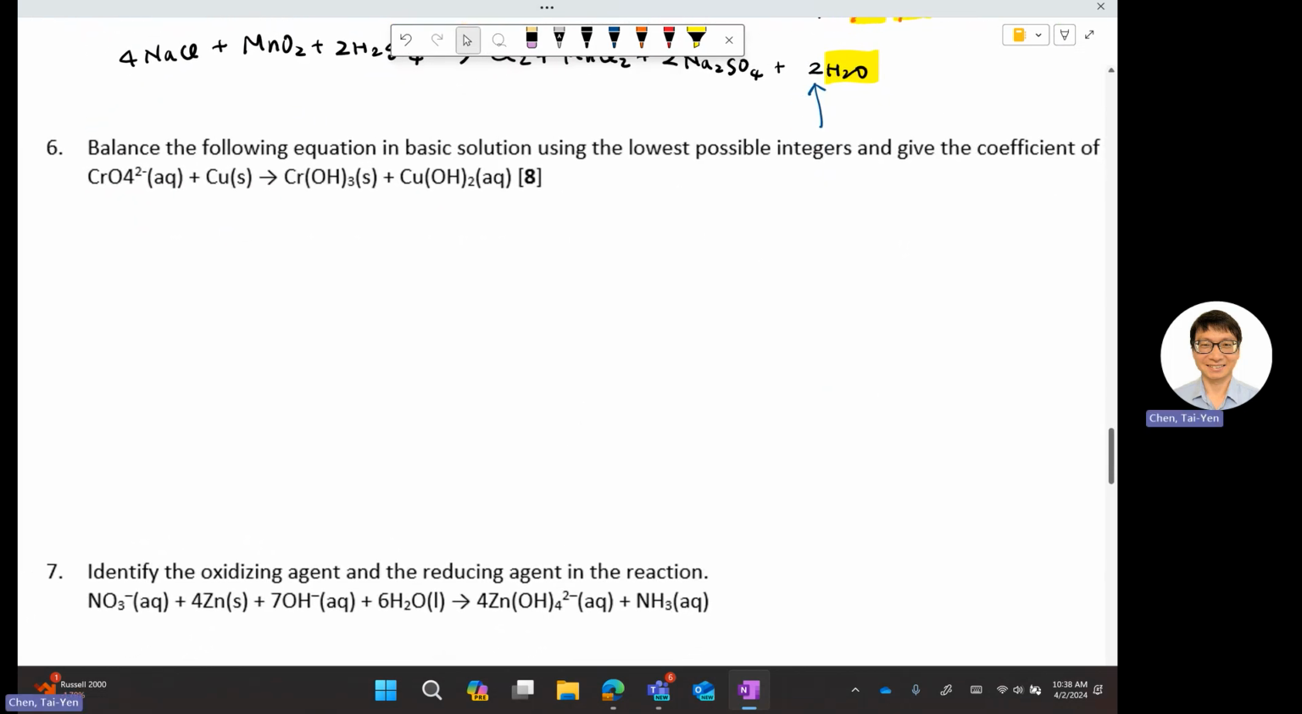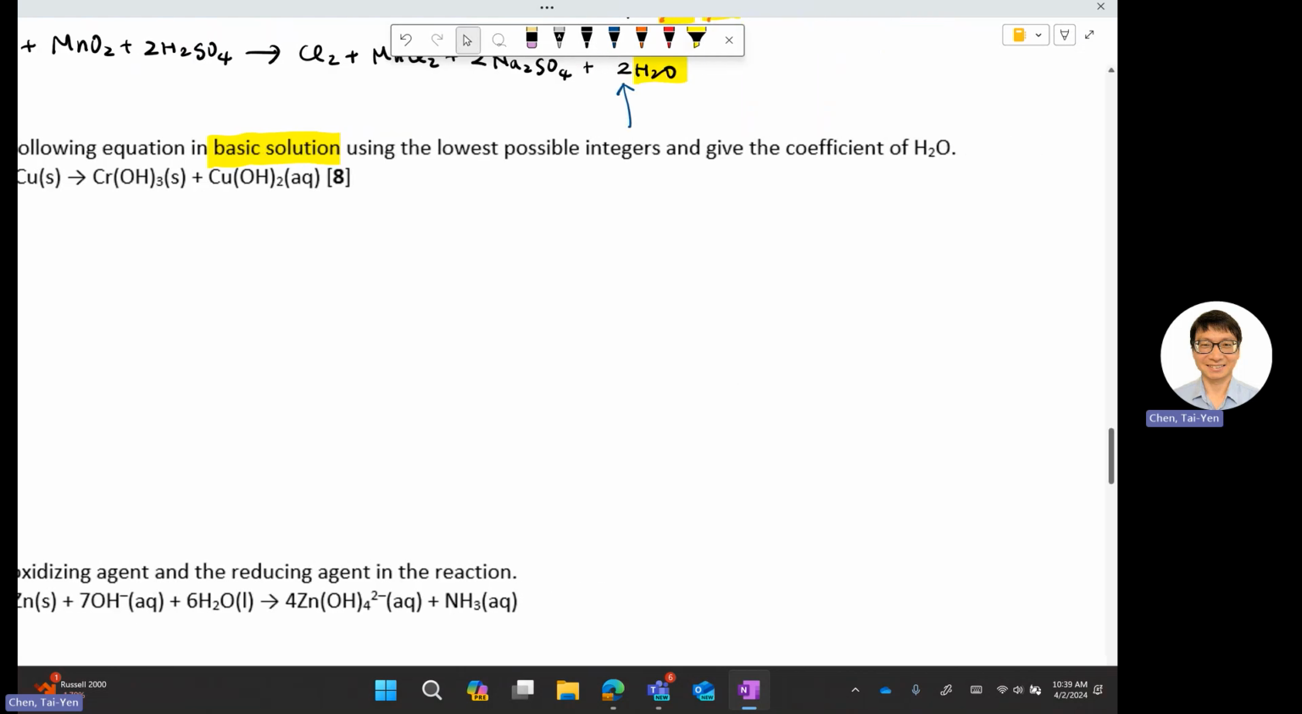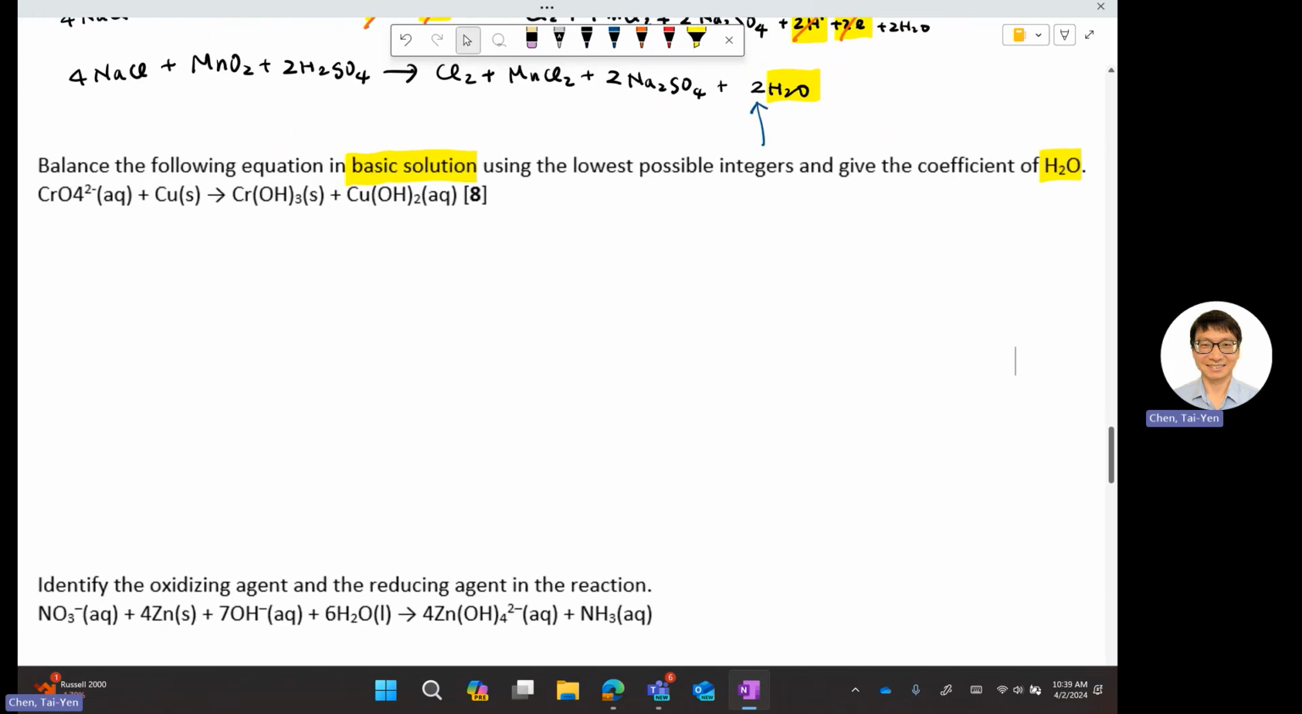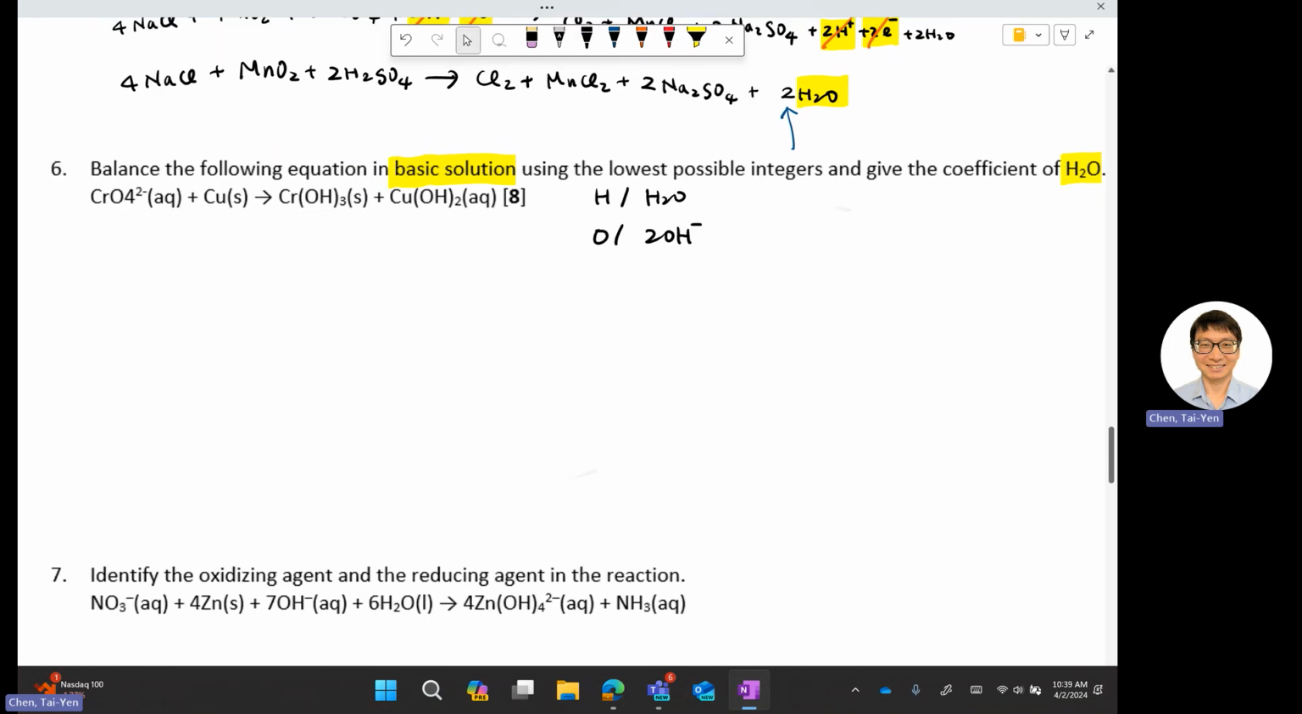Question number 6. Balance the following equation in basic solution using the lowest possible integer to give the coefficient of H2O. Okay, again, it is a basic solution, right? Therefore, you are going to balance the missing H using H2O, and balance the missing O using 2 OH minus.